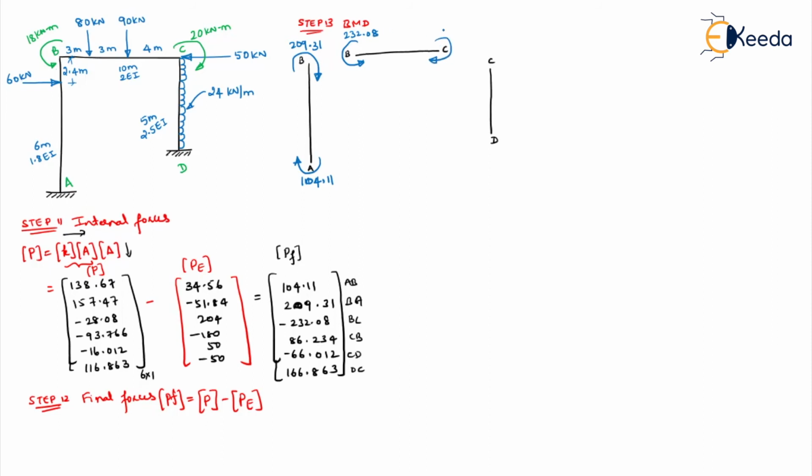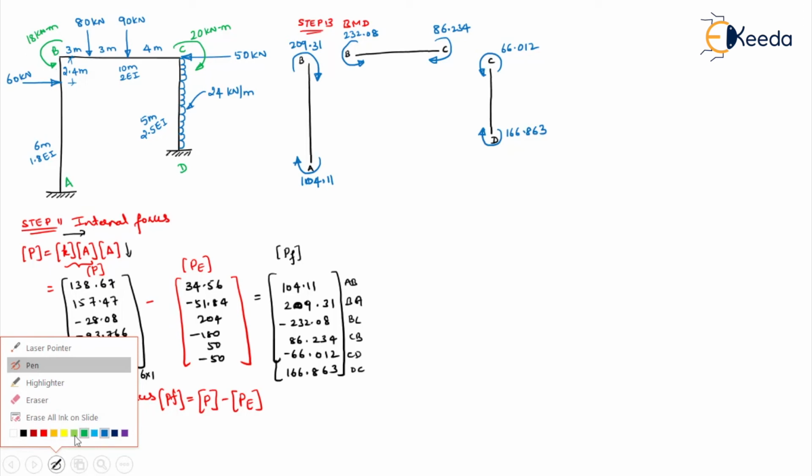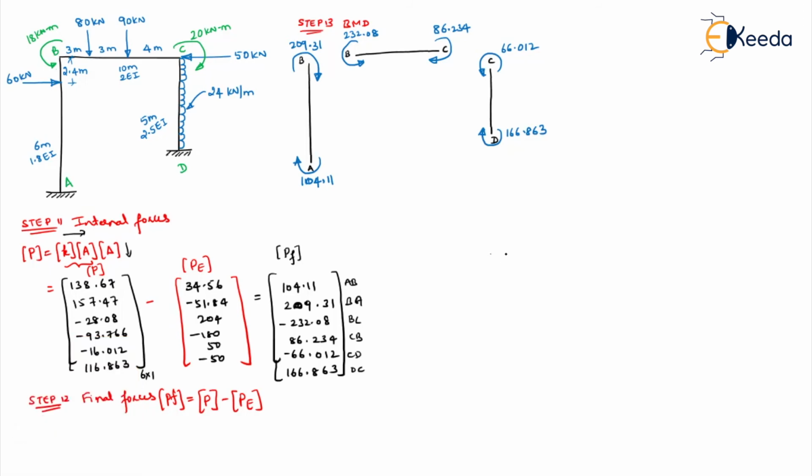And here, how much is it? Clockwise, 86.234. Coming to this point, anti-clockwise, so that's 66.012. And in this last, it is clockwise. So how much is this? 116.863. Right. So now let us draw the bending moment diagram for the beam. So this is the beam what we have.